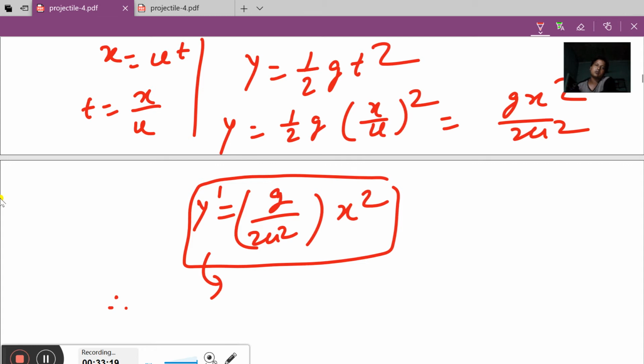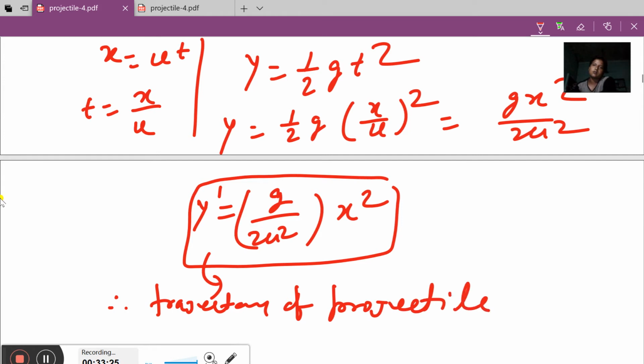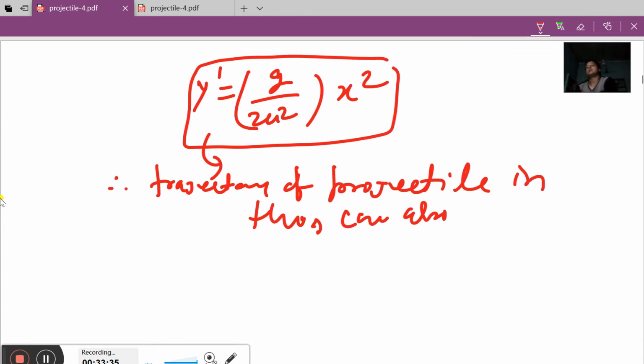Therefore, the trajectory of the projectile in this case also comes parabolic in nature.